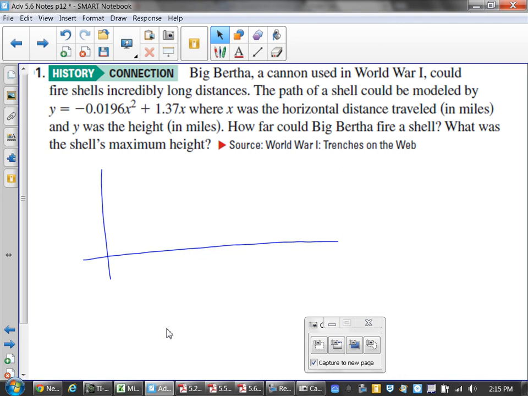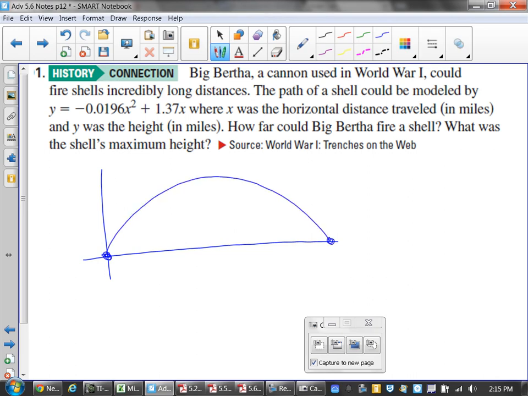The cannon here is starting someplace. If I'm going to fire a cannon, wouldn't my original starting point be at 0? I'm shooting from the ground and it's going out. So the cannon is being shot from the origin here, and it's going kablooey there. I'm not worried about any of the curve being negative. It's starting someplace and it's ending someplace. It just so happens the start and the end are on the x-axis. It's the zeros. Okay?